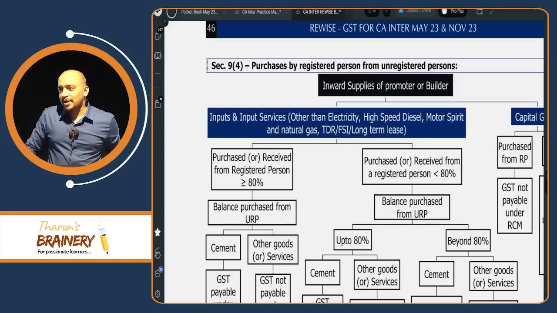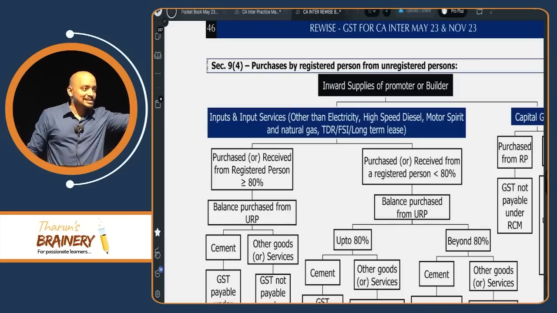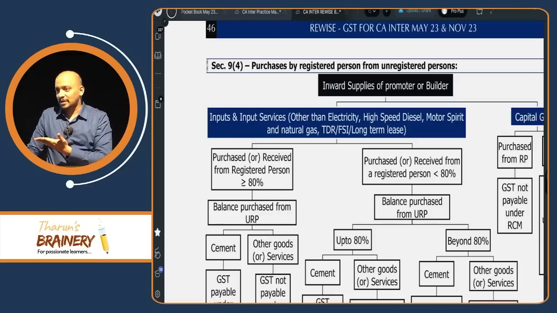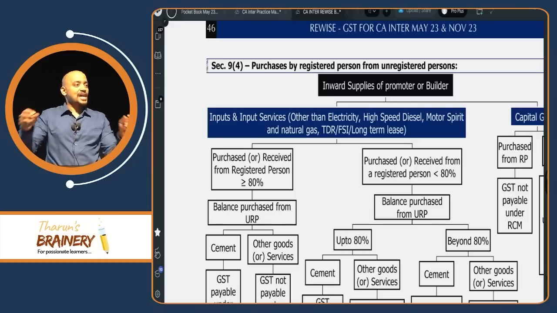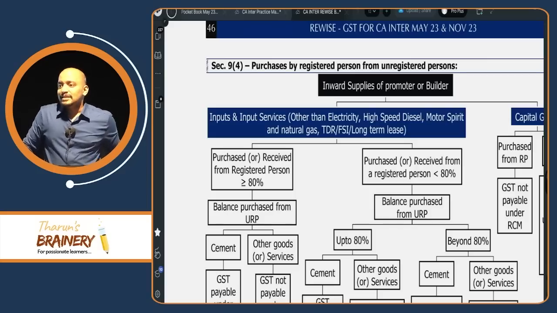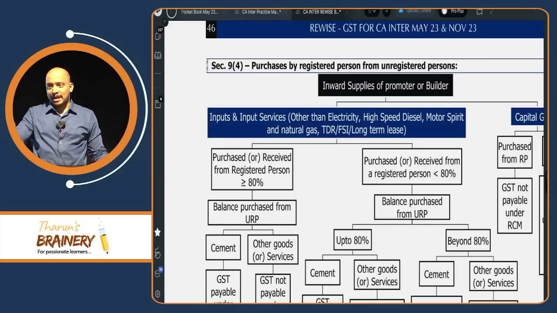ATF, aviation turbine fuel. ATF is used by flights. So why in the construction sector will it be there? Irrelevant. Then natural gas. Is natural gas connected to construction? Yes, for welding, gas welding. So therefore, these 3 non-taxable supplies, they can buy from an unregistered person, no issue.